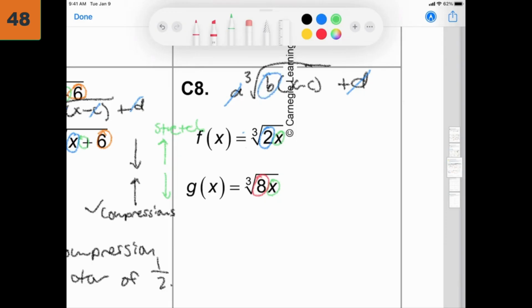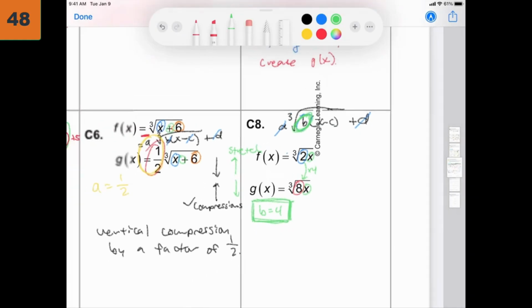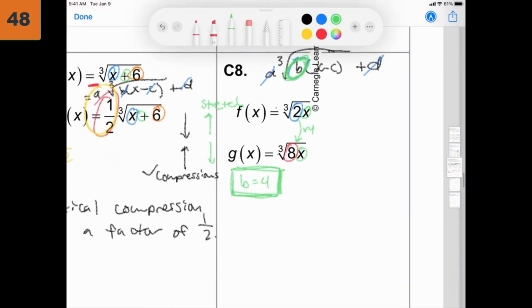Okay, pay attention now. My b value, let's make this green. How do you go from 2 to 8? Well, you have to multiply it by 4. So my b value is equal to 4. And if you look, you have a horizontal compression or a stretch. Because remember, the factor is the absolute value of 1 over b.